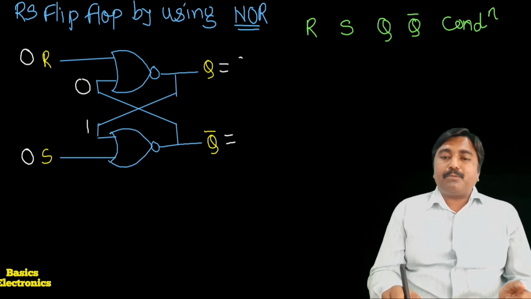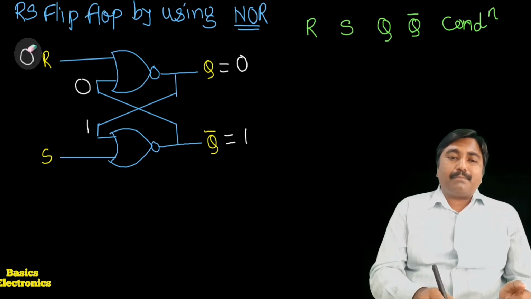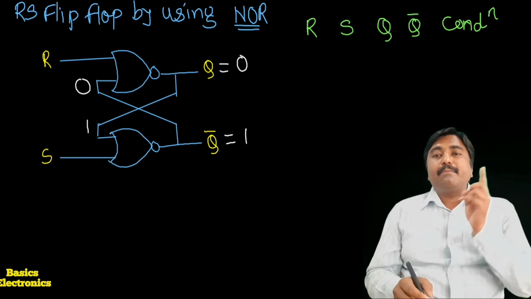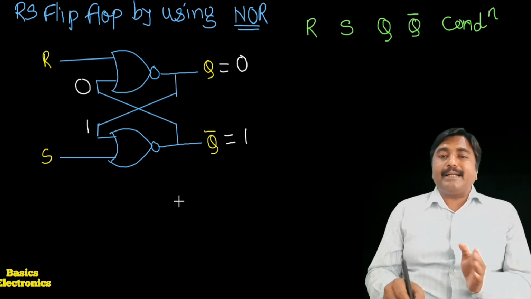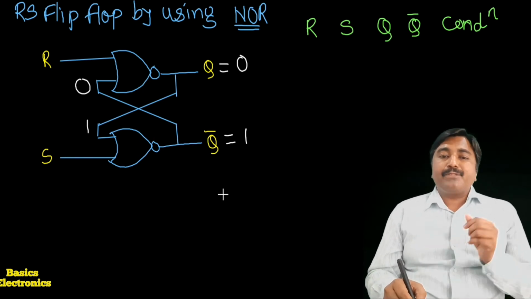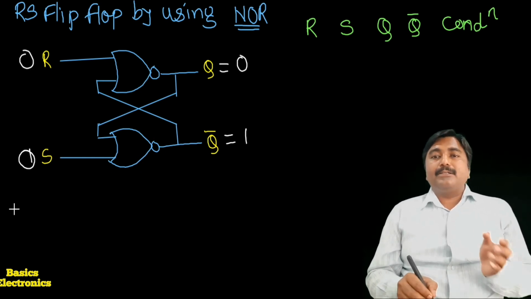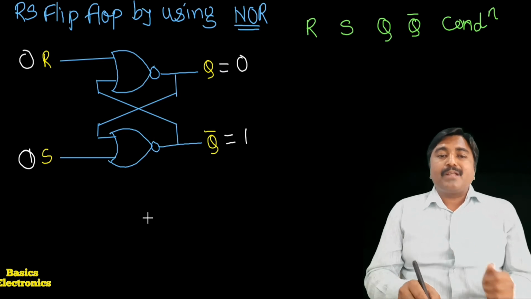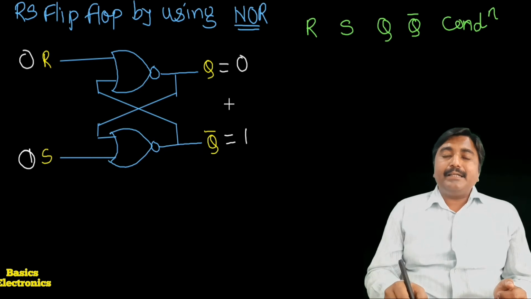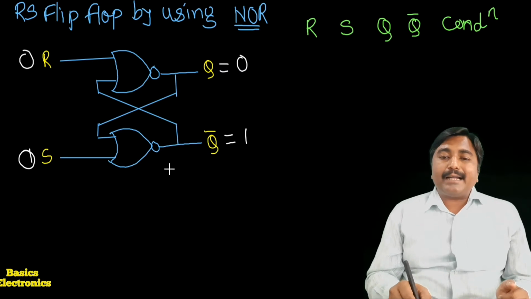Now we consider the flip-flop is in the reset condition and the inputs are not applied. Here, when we switch on the circuit, the inputs are not applied. The flip-flop is in the reset condition, which means Q is equal to 0 and Q bar is equal to 1. Now we apply the inputs R equals 0 and S equals 0. Initially the flip-flop is in the reset condition, Q equals 0, Q bar equals 1.